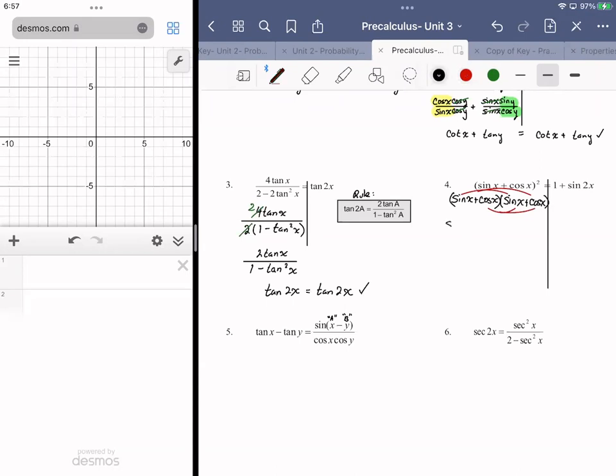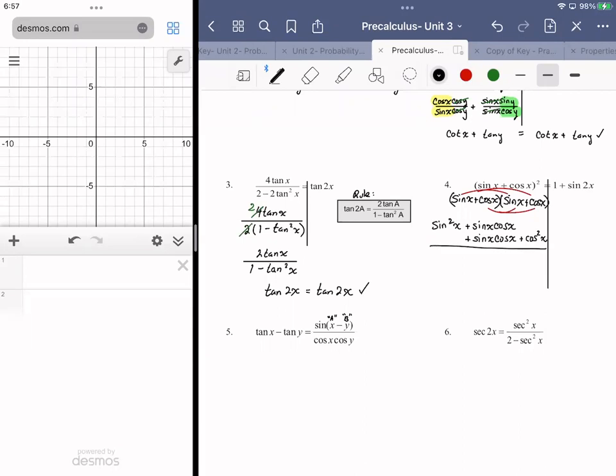So sine times sine is going to be sine squared. Sine times cosine is sine cosine. Cosine times sine is cosine sine, but that's the same as sine cosine. Doesn't matter what order you're in. I'm going to offset it below. And cosine times cosine is cosine squared. So this actually cleans up kind of nicely.